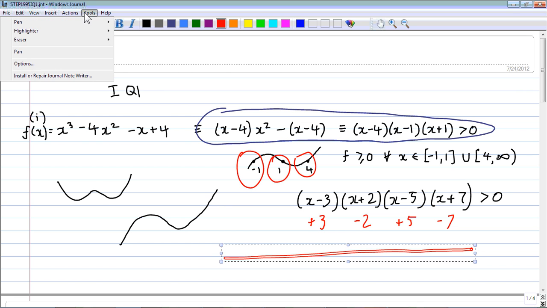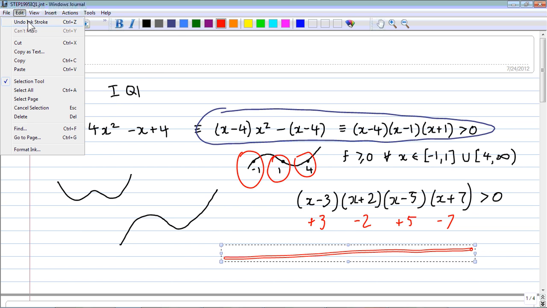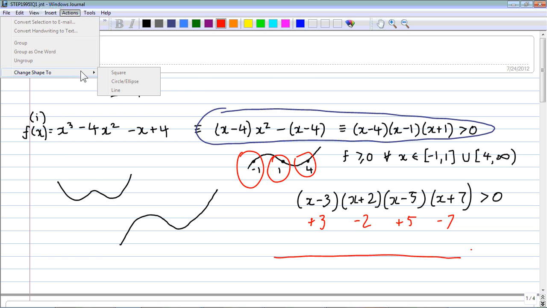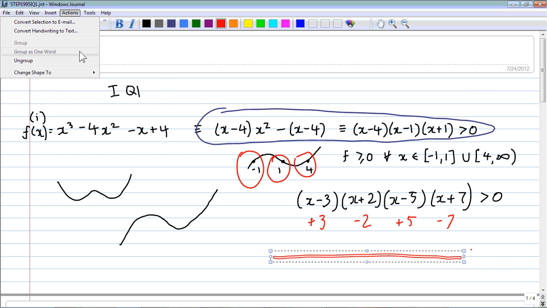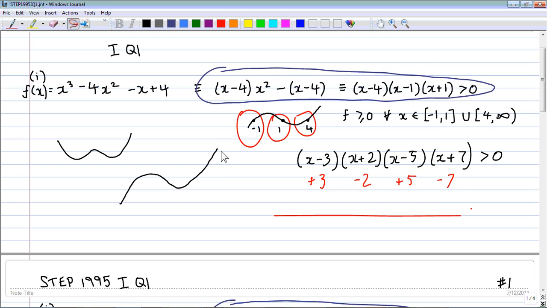There's a way of changing shape to... No, line is not allowed for some reason. Okay, let me try that again. I'm not quite used to this. This is supposed to be a horizontal line. I think I can create a horizontal line. Oh, I need to select it first, of course. Yeah. Okay, does that change to a line? It does. So I suppose that's the number line. And it has these values. Let me just move this down a bit.